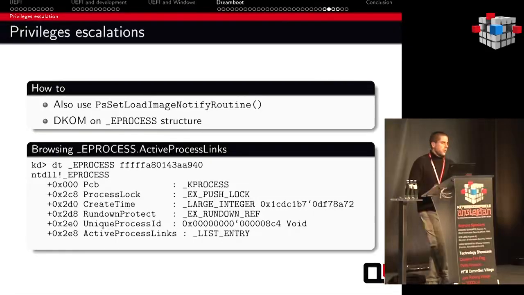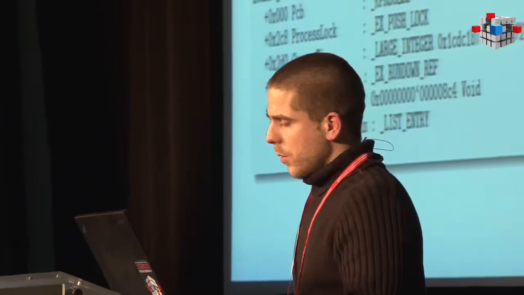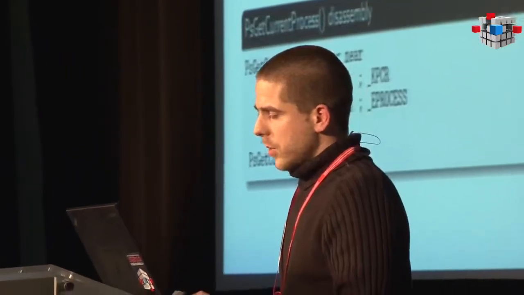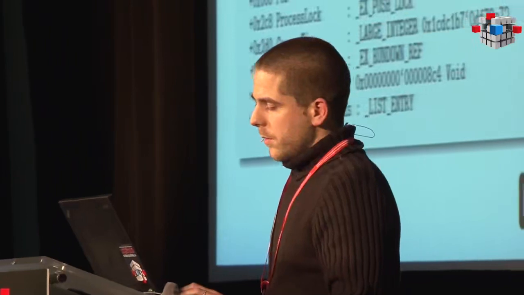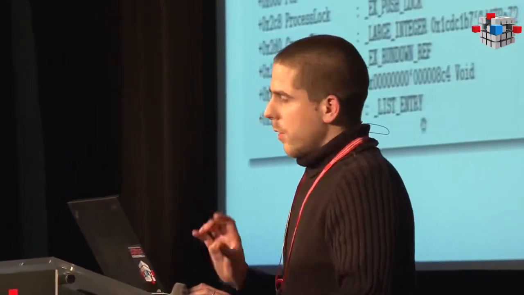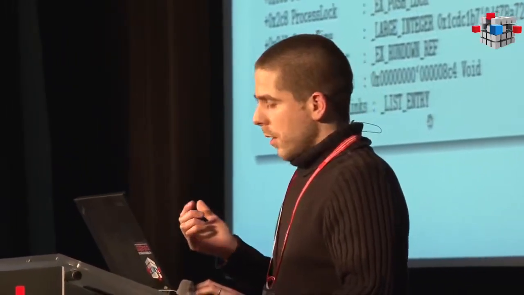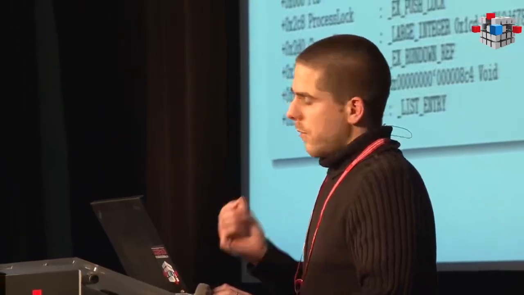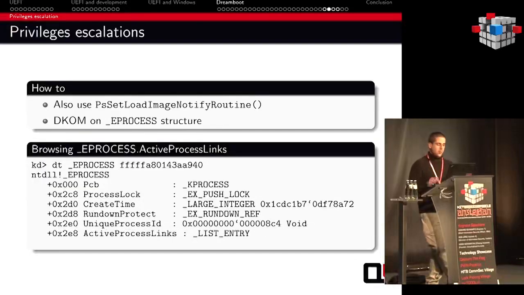it's also quite easy. Just use a classical DKOM technique, which manipulates the eProcess structure directly. The main idea is to browse a circular list called active process links. It's a circular list of our eProcess structures. So we just have to find only one eProcess structure, and we can browse all of them.